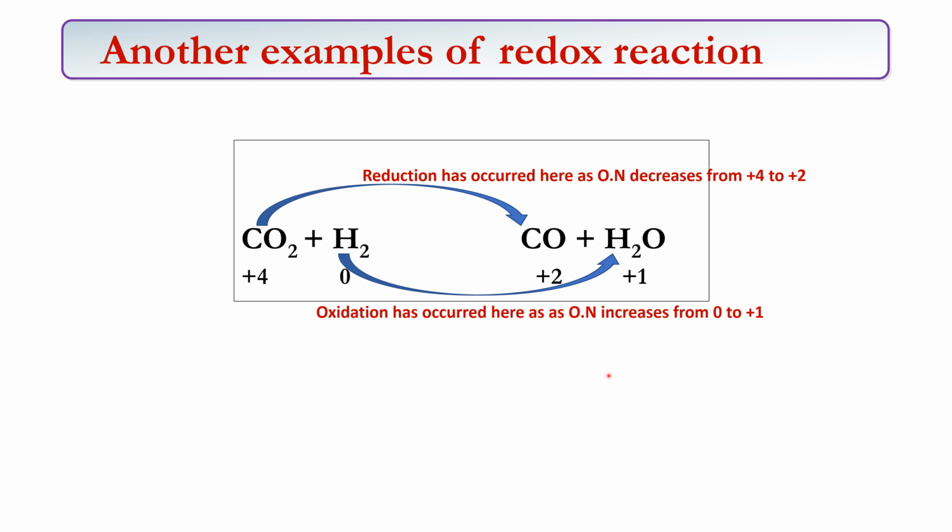In any balanced redox equation, the number of electrons gained must be equal to the number of electrons lost. This means that the number of electrons in reduction must be equal to the number of electrons in oxidation. So you need to always bear this in mind.